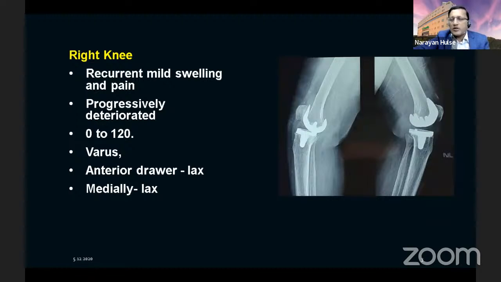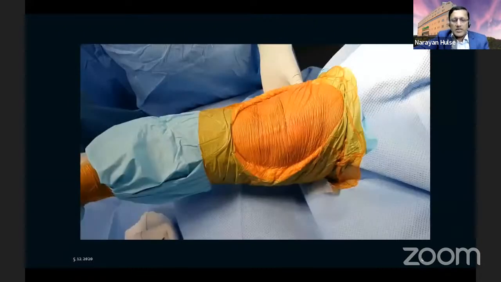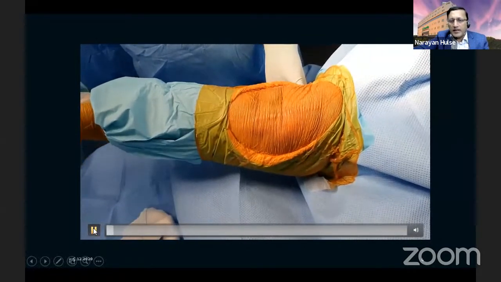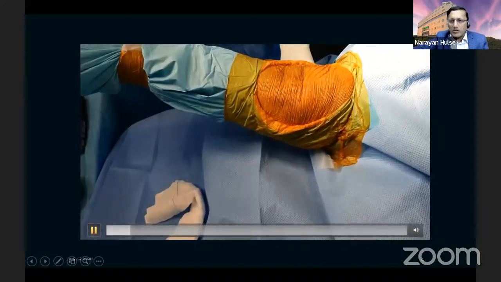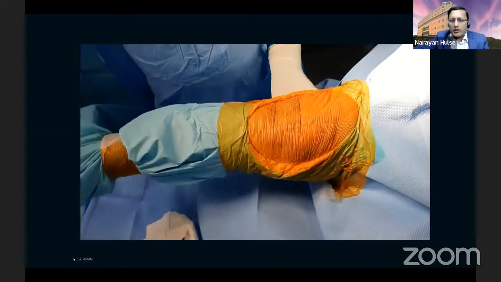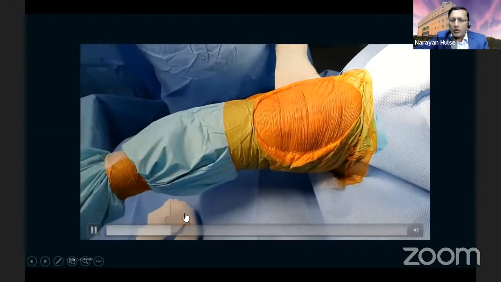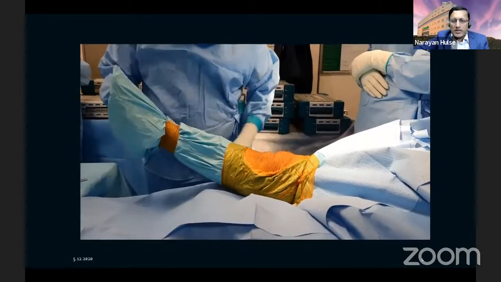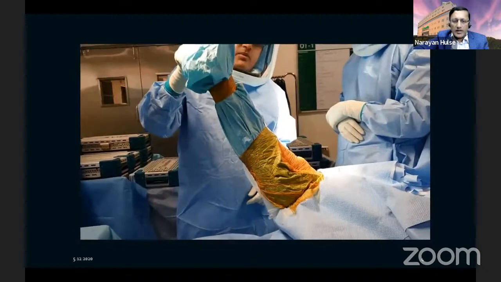On examination, 0 to 120, it was quite lax, drawer both posterior and anterior were positive. It was in varus, as I said, and lax on the medial side. Now, this is an intra-op video. It is like a clinical examination for us to see. You can see quite a lot of instability, both in valgus and varus direction, and a little bit of hyperextension as well.